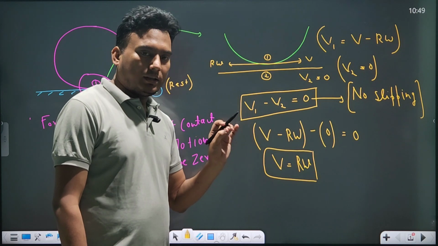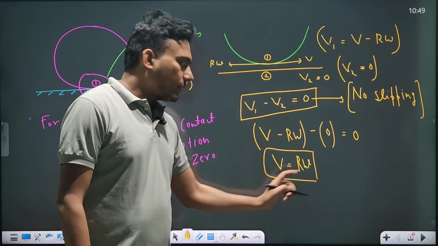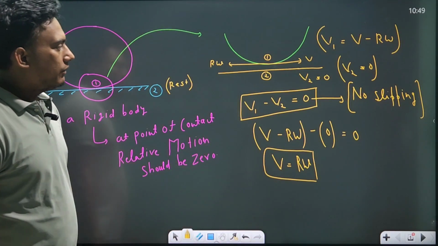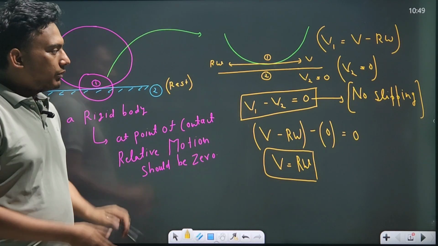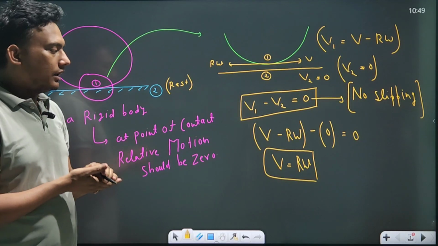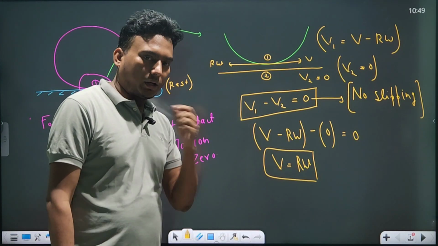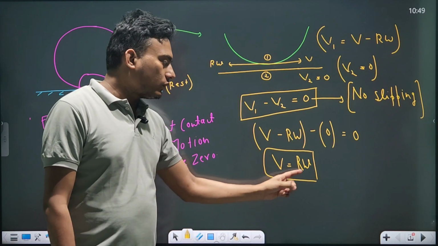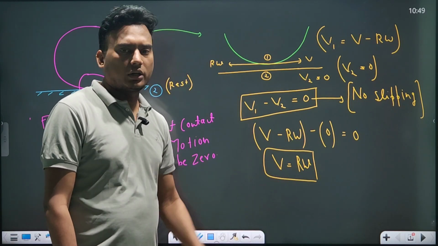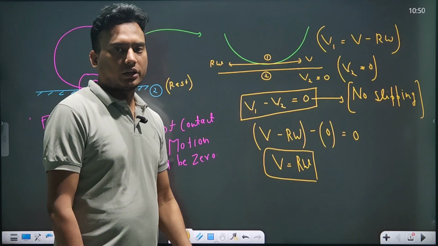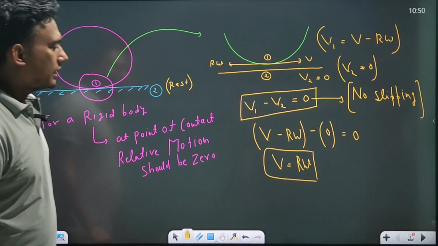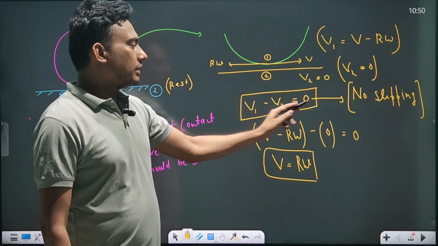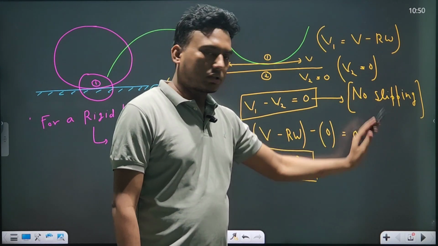But the important part is this: V equals R omega is not a 100% general condition for pure rolling. It is only valid when the platform is at rest. If the platform is moving with some speed, then we cannot write V equals R omega, because the platform speed is also included. Then V equals R omega plus V naught or R omega minus V naught, depending on whether the platform is moving right or left. Relative motion of V1 and V2 equal to 0 is called no slipping.